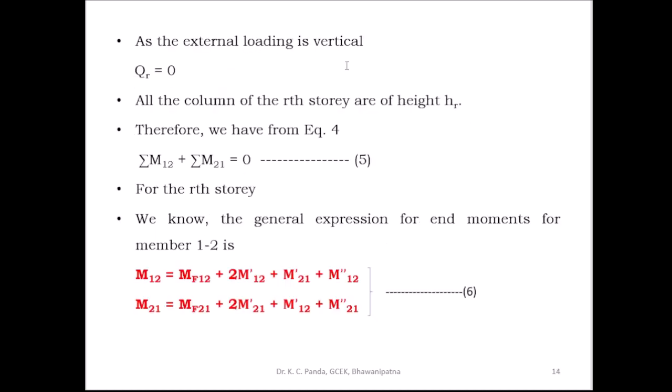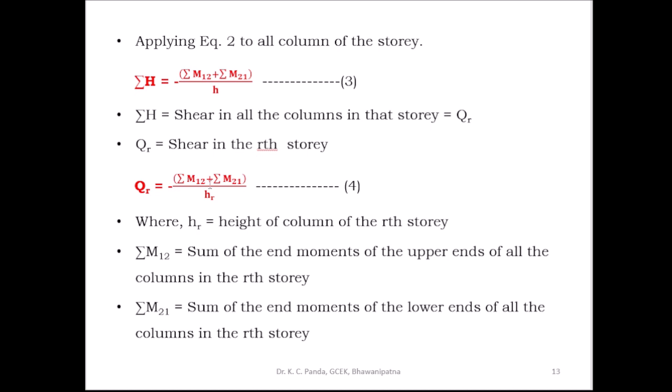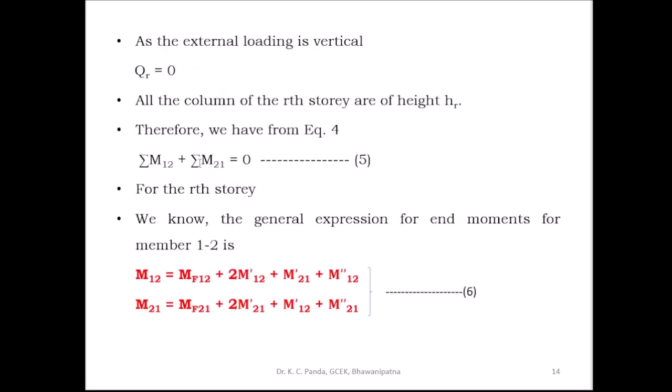As the external loading is vertical, QR is equal to 0. The horizontal shear is equal to 0. So all the columns of the earth story are of height HR. Therefore, from equation 4, as QR is equal to 0, summation of M12 plus summation of M21 is equal to 0. This is equation 5.